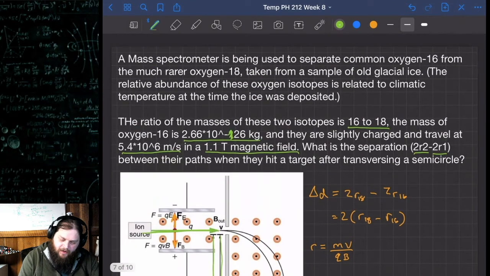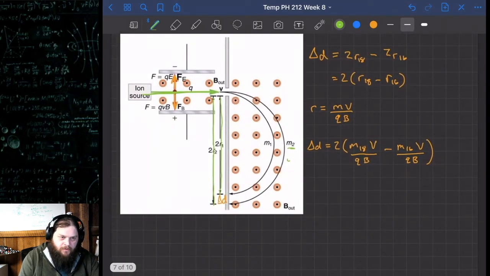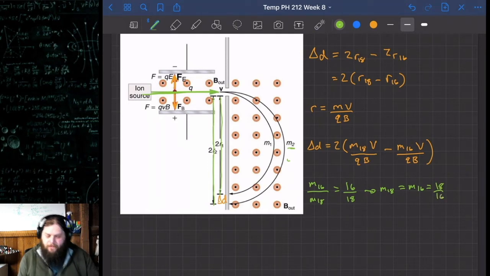And the other thing they told us up top here is the ratio of the two isotopes, 16 to 18. So we know that the ratio of mass 16 divided by mass 18 is equal to 16 over 18. They have that proportionality to them. So we can write mass 18 in terms of mass 16, 18 over 16. Just doing a basic cross multiplication type of thing there. What we want to do then is rewrite mass 18 up there in terms of mass 16, so we don't have to try to solve for two different equations.